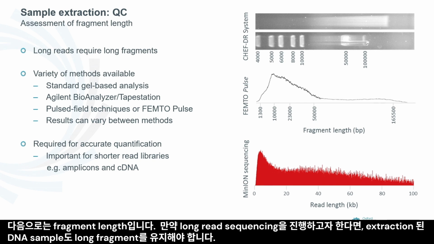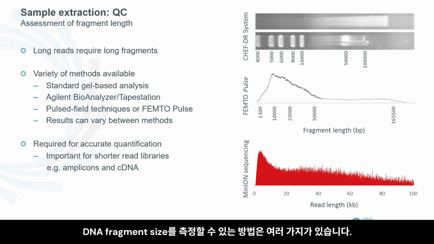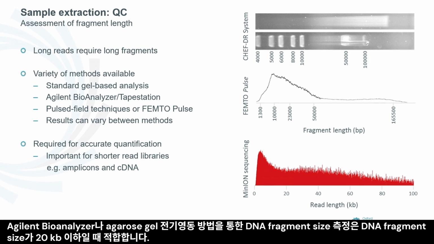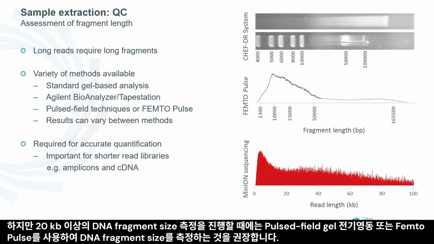Assessment of fragment length. If you want long reads in your sequencing, you need long fragments after the extraction. There are a variety of methods available to assess fragment length. The Agilent Bioanalyzer or an ordinary agarose gel electrophoresis are good for fragments up to 20 kb or less. However, for fragments greater than that, you begin to reach the limits of these methods. Then we would suggest using pulsed-field gel electrophoresis or the FemtoPulse.